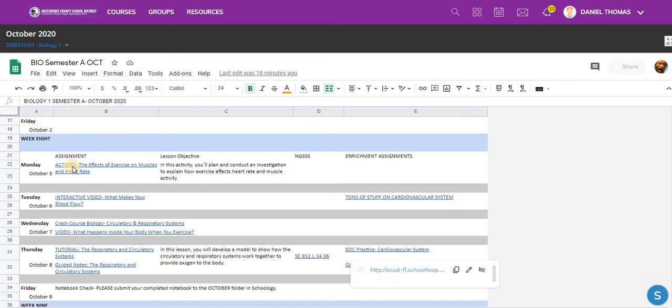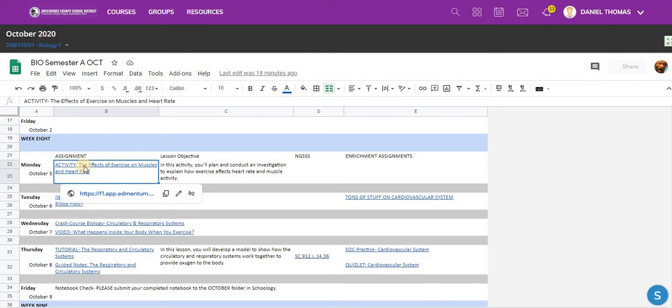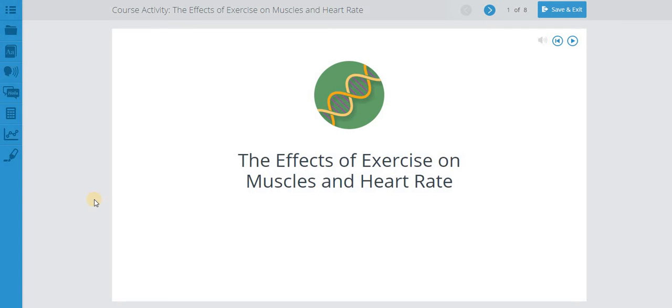First thing I want to go through is the activity. It is very quick, pretty straightforward, but it's going to be different. So this is like a lab. This is a lab you do at home, and it's the effects of exercise on muscles and heart rate.